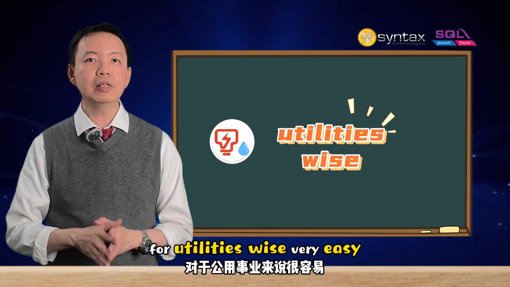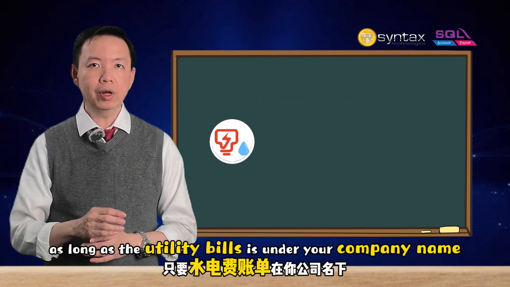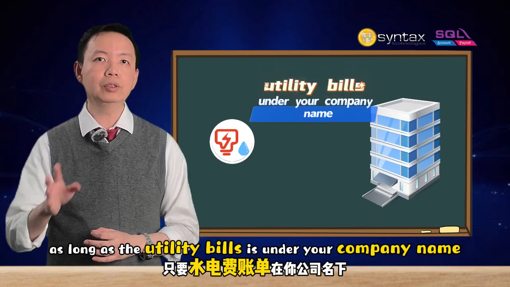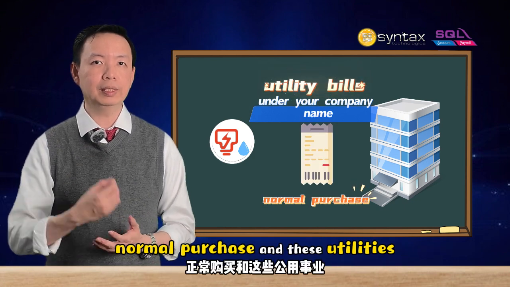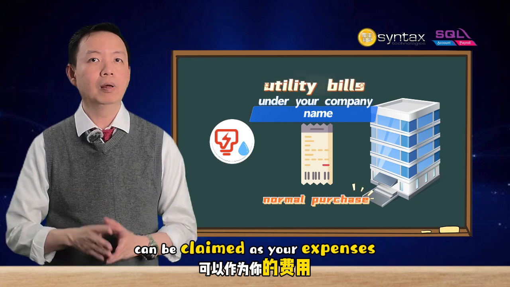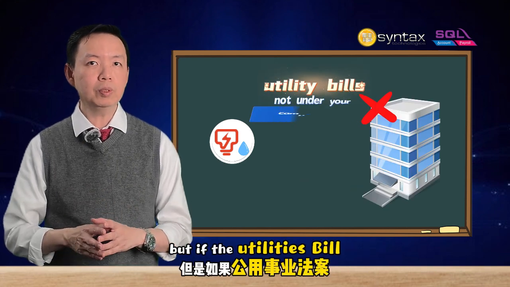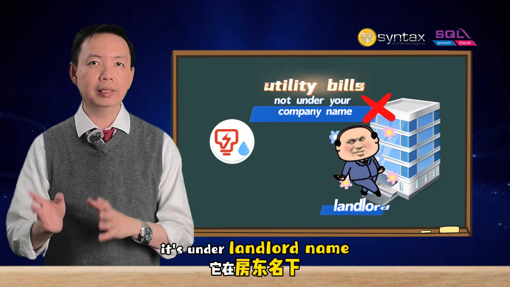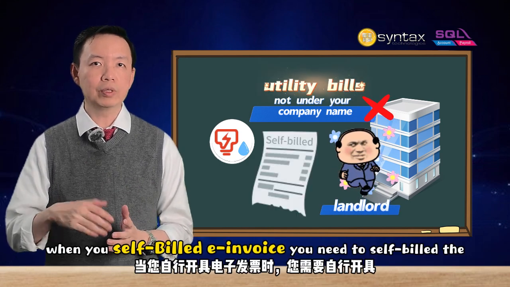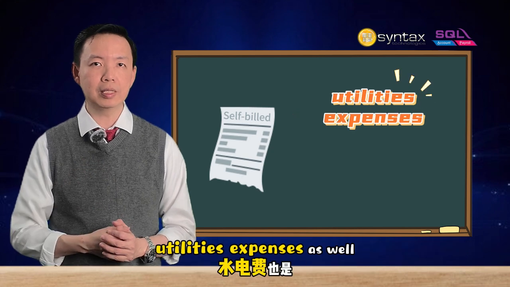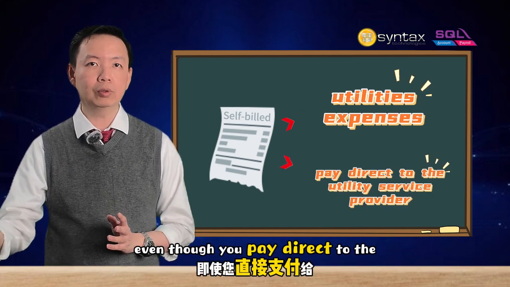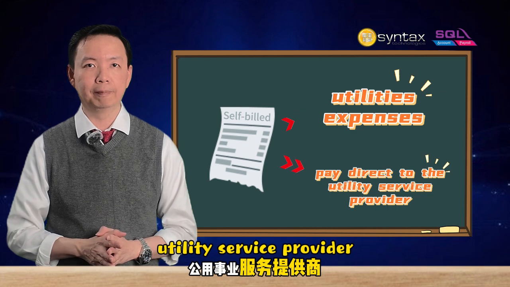For utilities, very easy. As long as the utility bill is under your company name, then you can do a normal purchase and these utilities can be claimed as your expenses. But if the utility bill is not under your company name, it's under the landlord's name, then when you do the self-billed e-invoice, you need to self-bill the utilities expenses as well, even though you pay directly to the utility service provider.